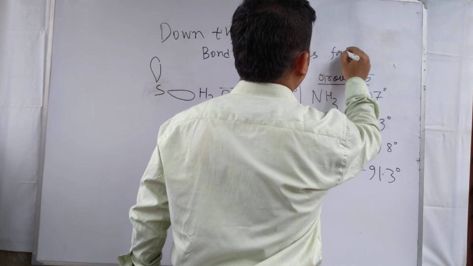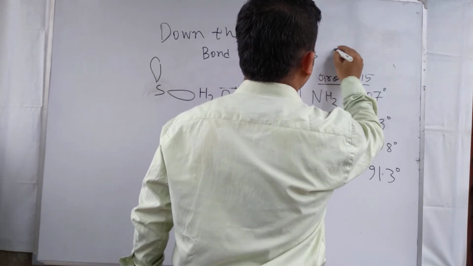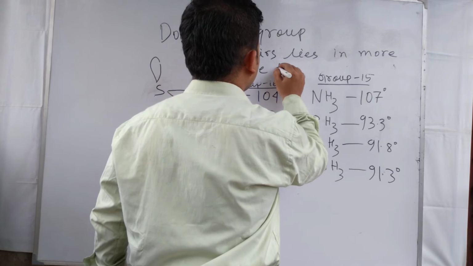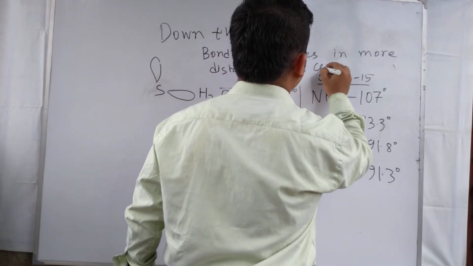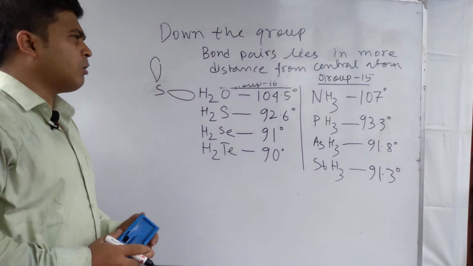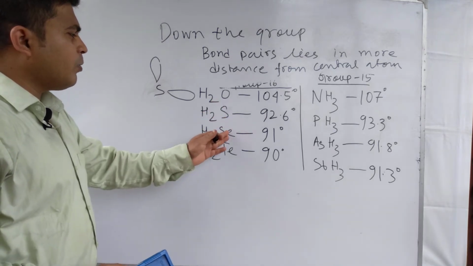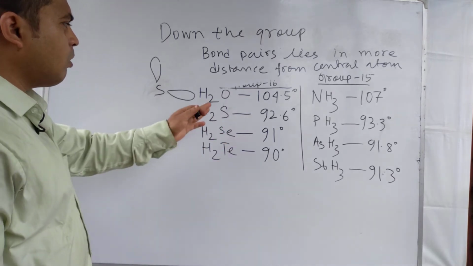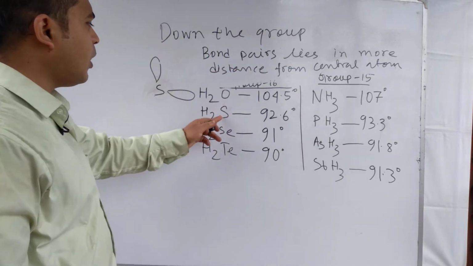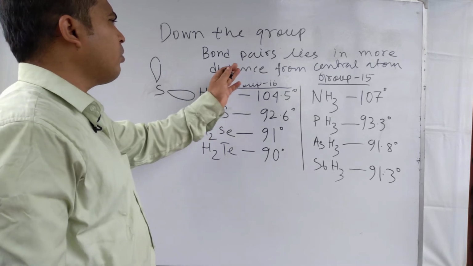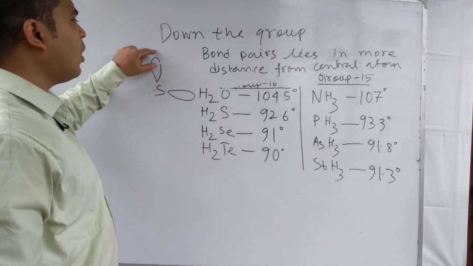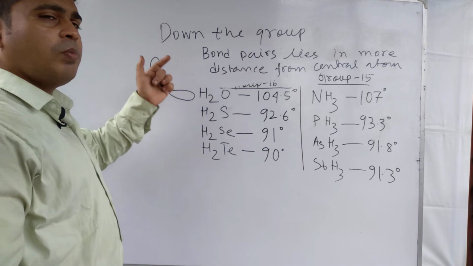So for this reason, the bond pair lies at more distance from the central atom. Due to the increase of size for the down the group elements and the decrease of electronegativity, the bond pairs, meaning the hydrogen-sulfur bond or hydrogen-selenium bond pair, lie at more distance from the central atom, and due to the increase of distance between the central atom and the bond pairs, what happens?